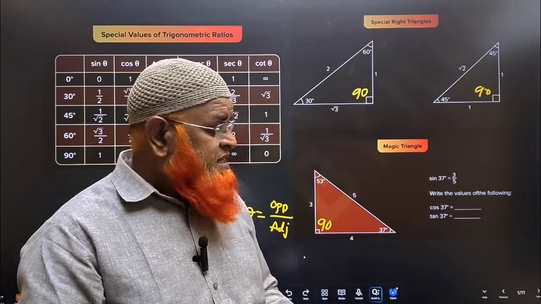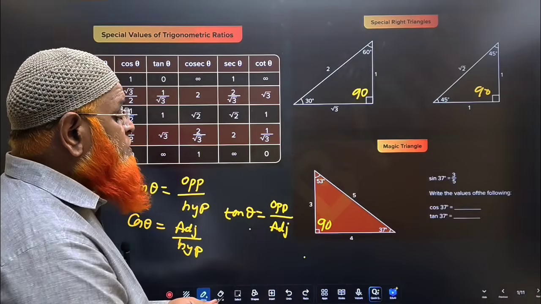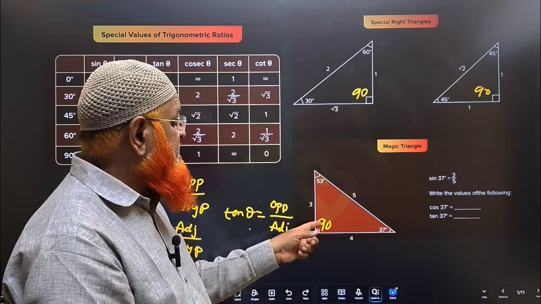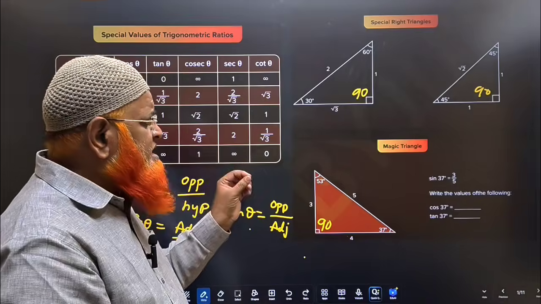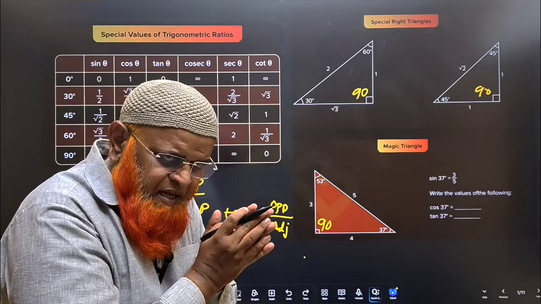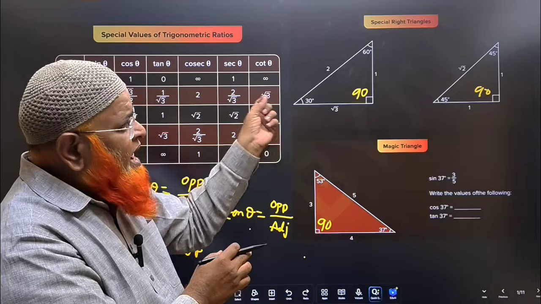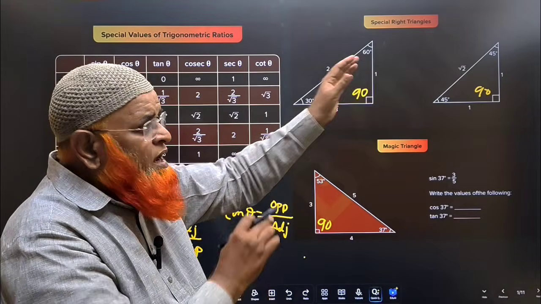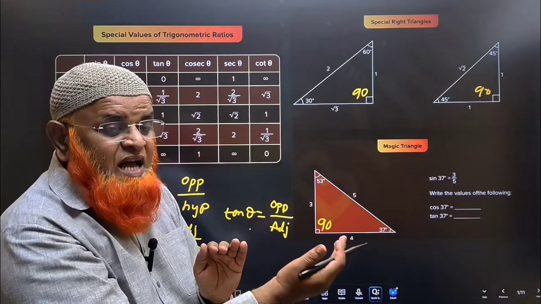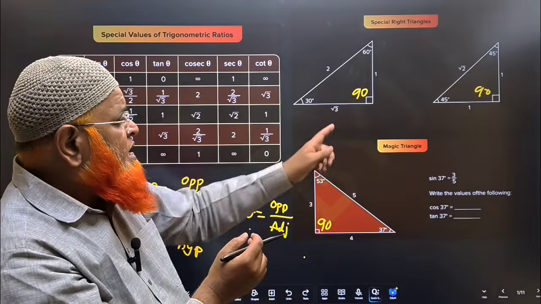tan 45, I told you. Then here, this is a special triangle where the angles are 37, 53 and 90 degrees. And the smallest, you just remember very simply: the smallest angle has the smallest value, 1. A little bit larger angle, that is 60, has a little bit larger value, that is root 3.